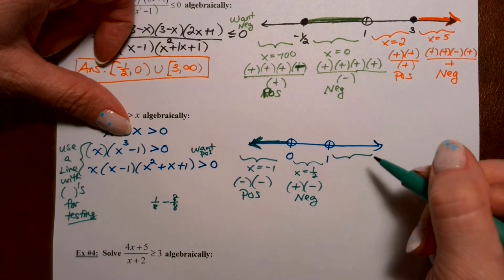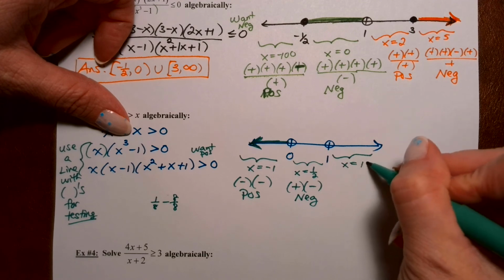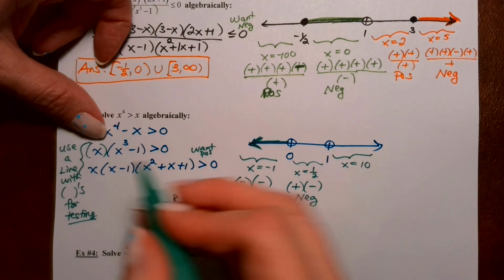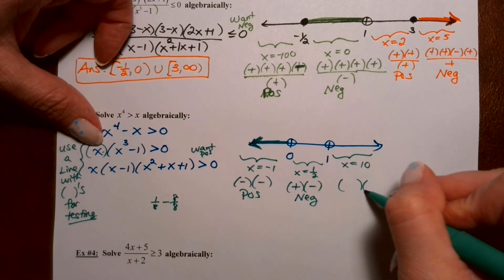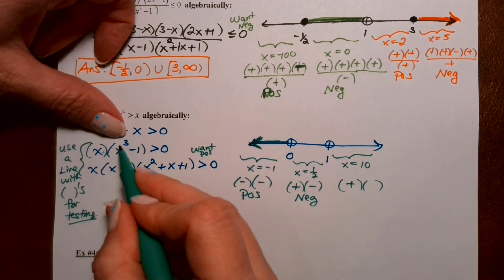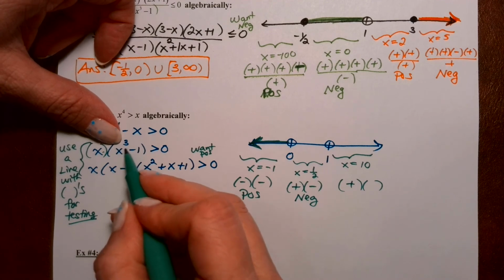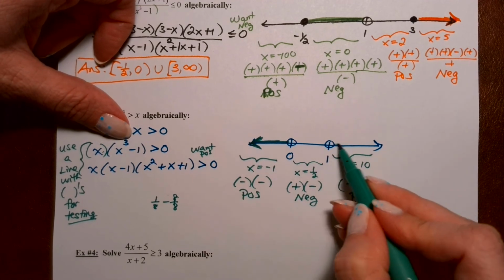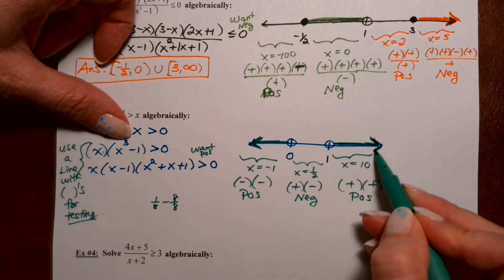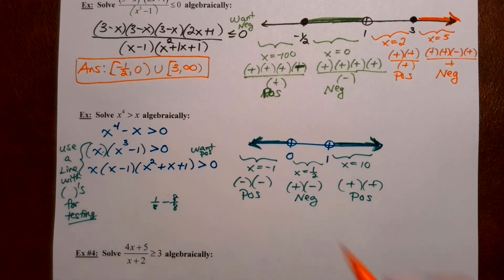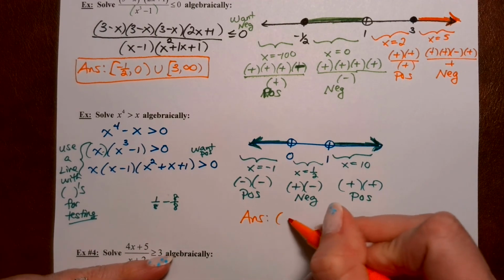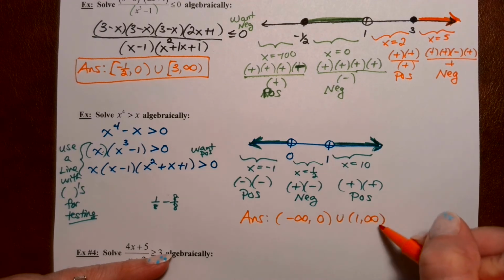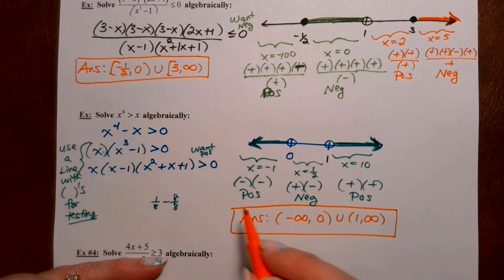Okay, and then over here, let's test 10. Sometimes numbers with zeros are nice. Okay, right here, this first set of parentheses is going to be positive. 10 times 10 times 10 minus 1 is a positive. And that's what we wanted, so that's a good section. Okay, final answer. Final answer is from negative infinity to 0, union 1 to infinity. Testing the sections.